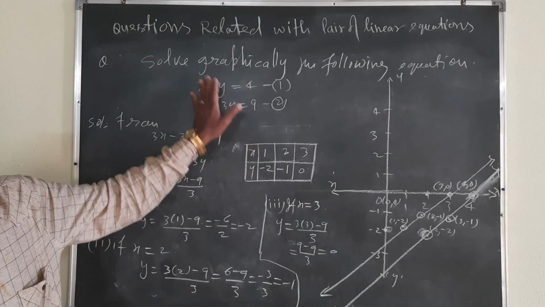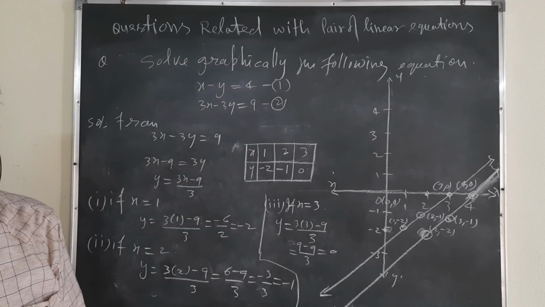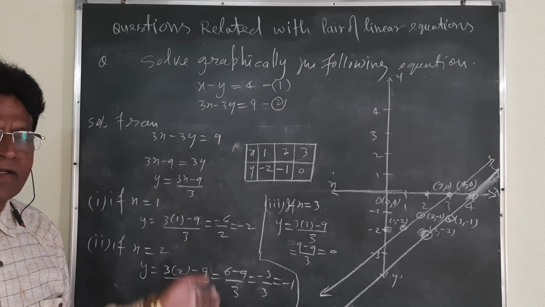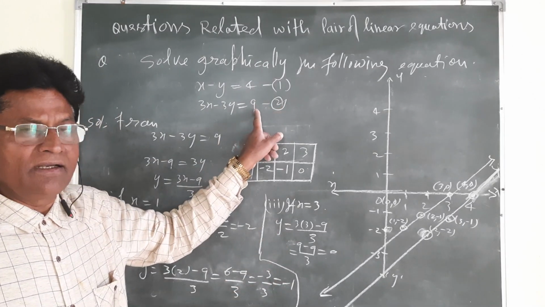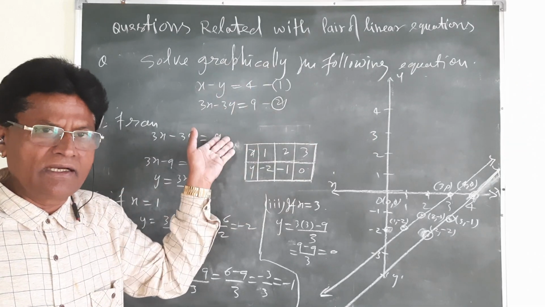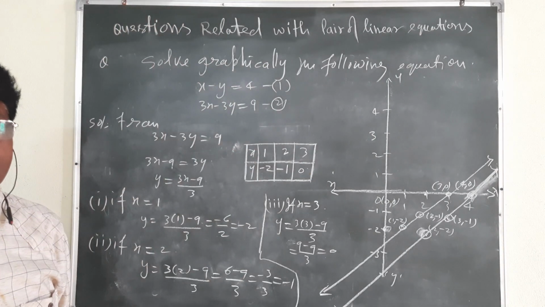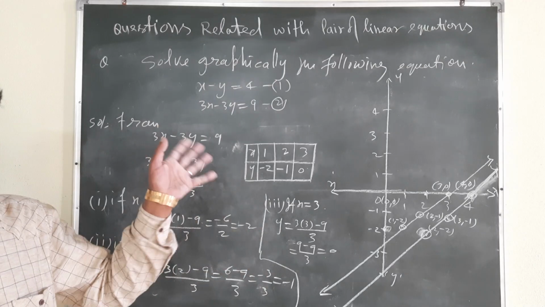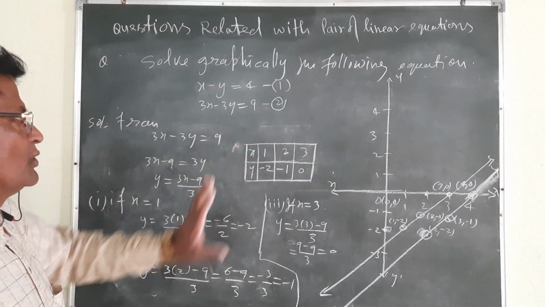Same thing, these equations you can solve by algebraic method, and you can check whether your solution is correct or not. For one question, we can solve it by graphical method, algebraic method, substitution method, whatever it may be. That depends upon you. You take any method, you will get the same solution. Here there is no solution.